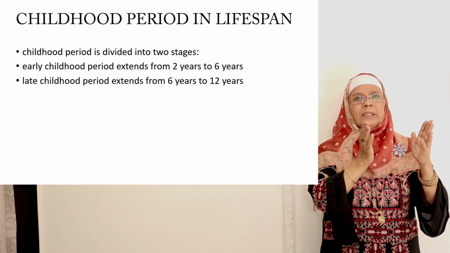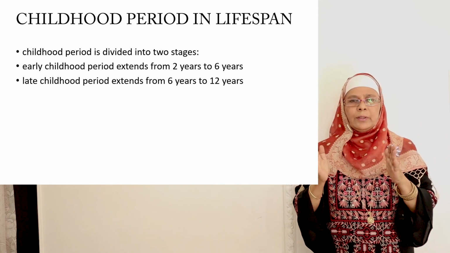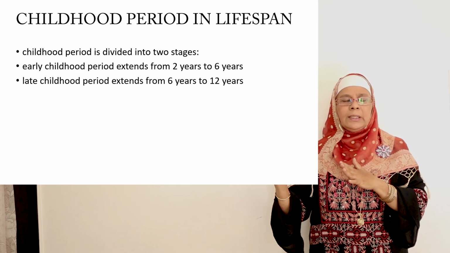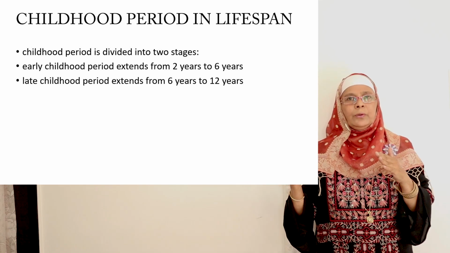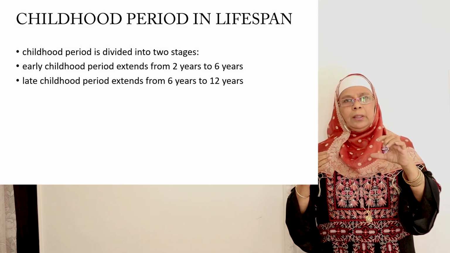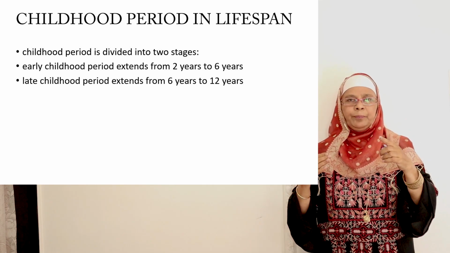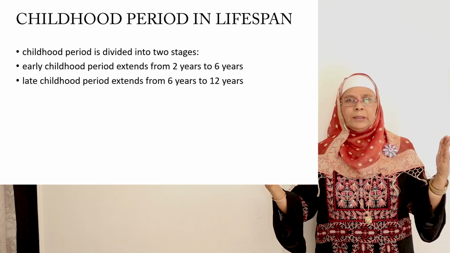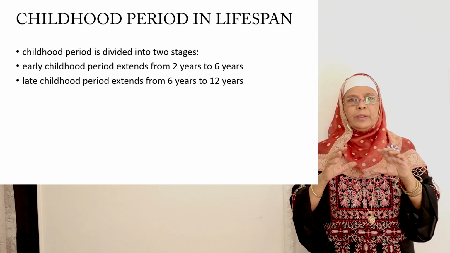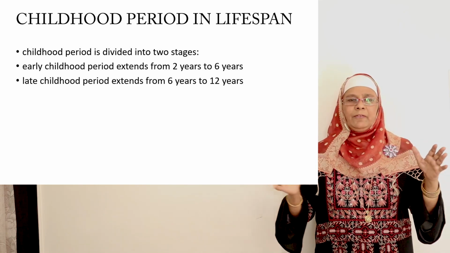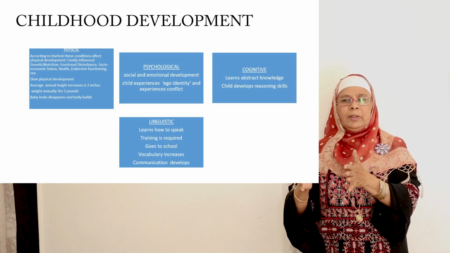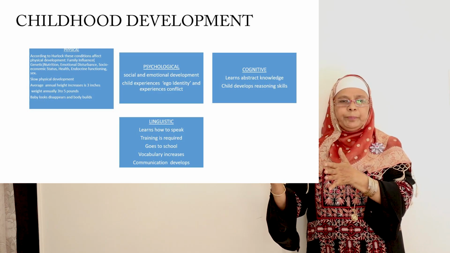Till 2 years is the babyhood period, and from 2 years to 6 years is early childhood period, and 6 years to 12 years is late childhood period. So before that is the babyhood period, from 2 weeks to 2 years. After that the childhood period begins. Childhood period is divided into 2 parts, early childhood period and late childhood period. During this also we have different developments: physical development, psychological, social, emotional development, cognitive development, and linguistic development.